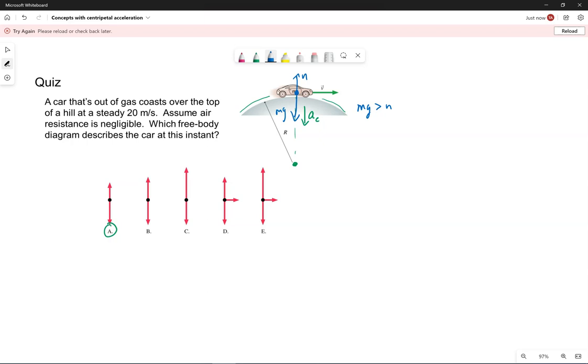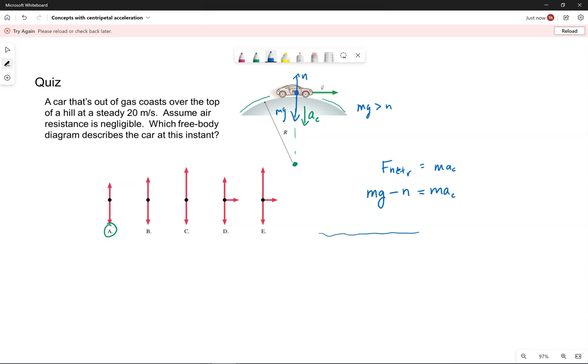If we were to write out our equation that represented the net force in the radial direction, there's two ways to go about it. I typically call towards the center of the circle the positive direction. So mg is towards the center of the circle. The normal force is outwards. And that would equal the mass times that centripetal acceleration.